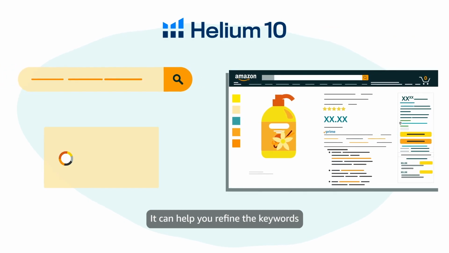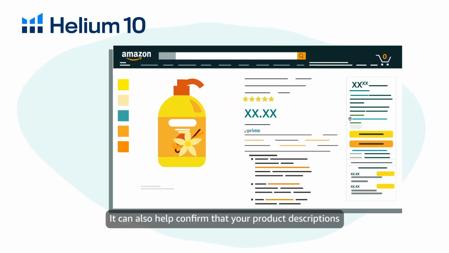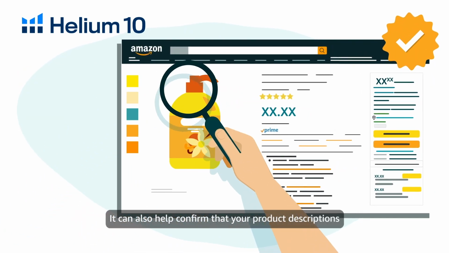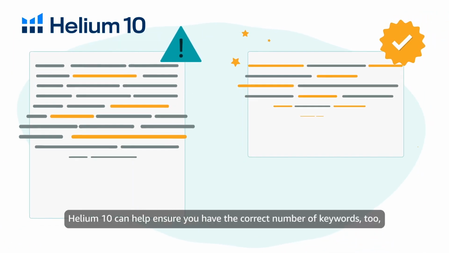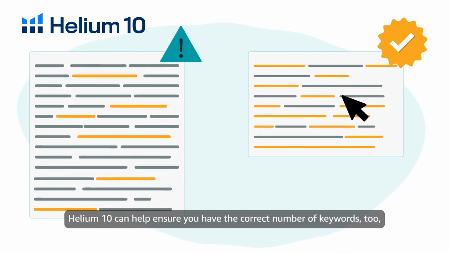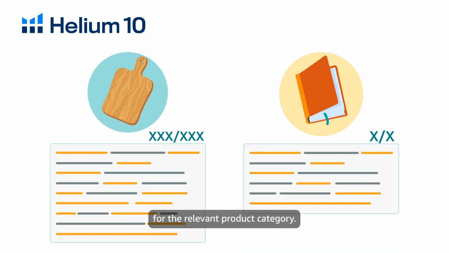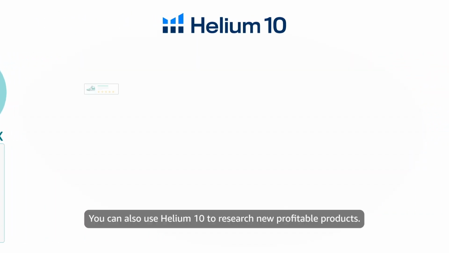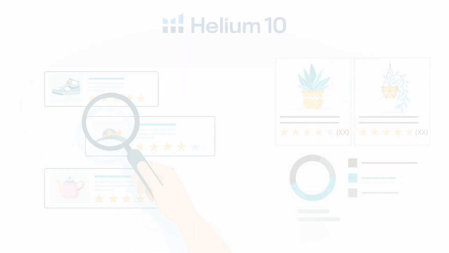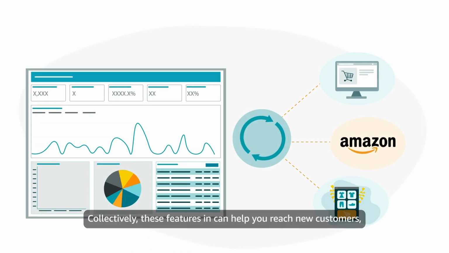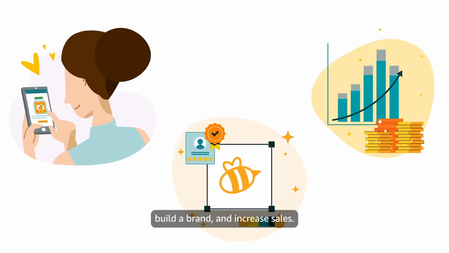It can help you refine the keywords that drive traffic to your product detail pages. It can also help confirm that your product descriptions include all relevant keywords. Helium 10 can help ensure you have the correct number of keywords too, and that you've adhered to the character limits for the relevant product category. You can also use Helium 10 to research new, profitable products. Collectively, these features can help you reach new customers, build a brand, and increase sales.